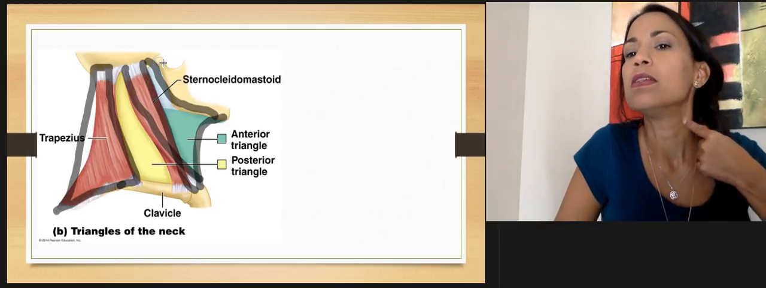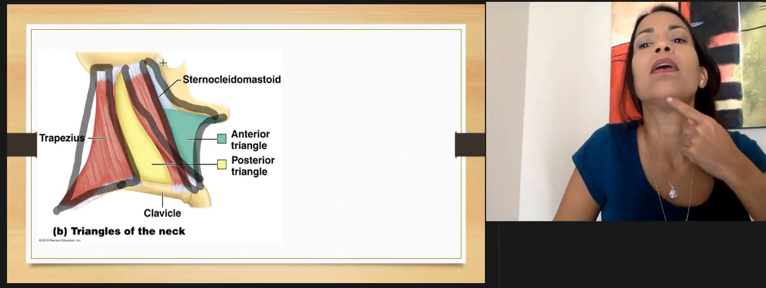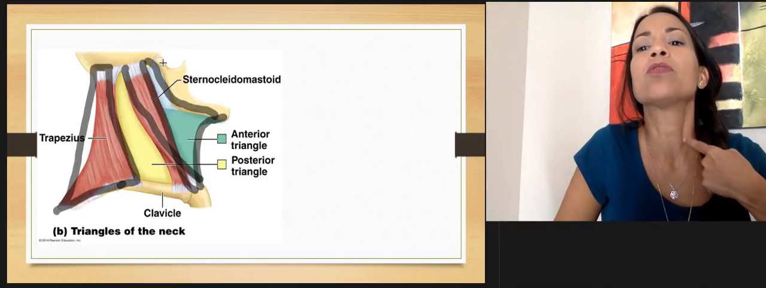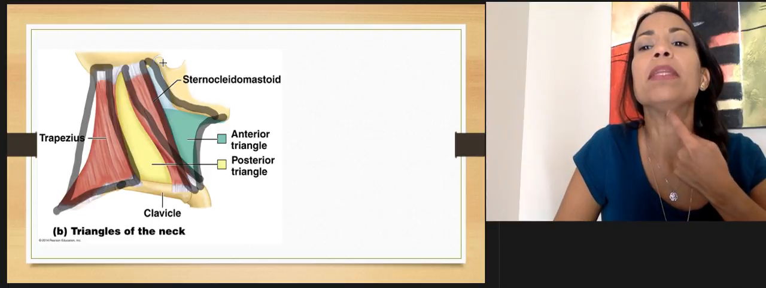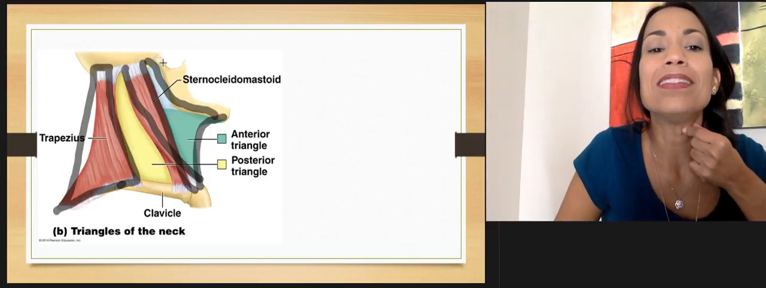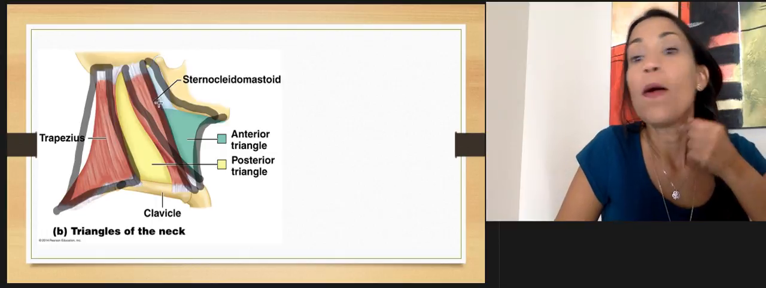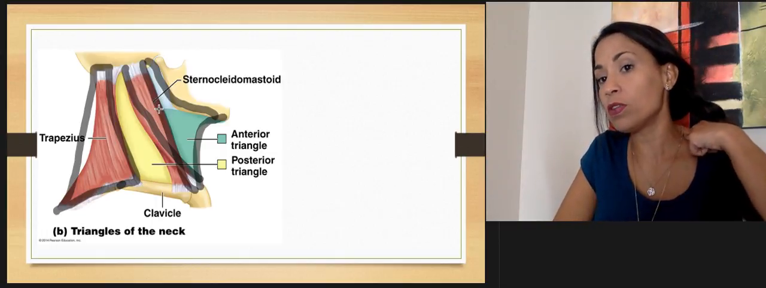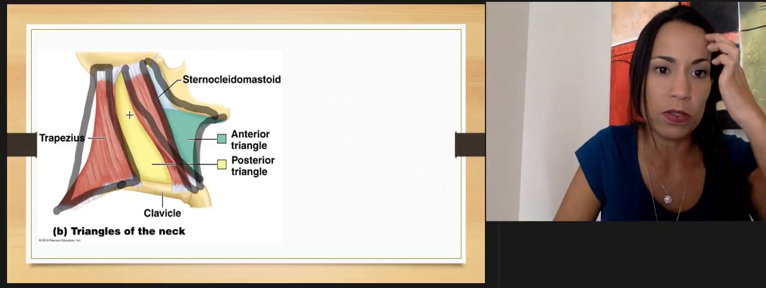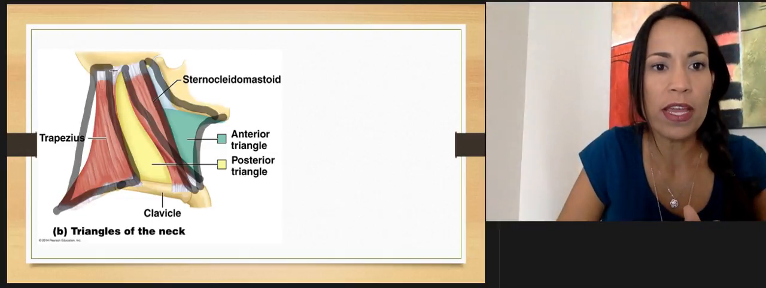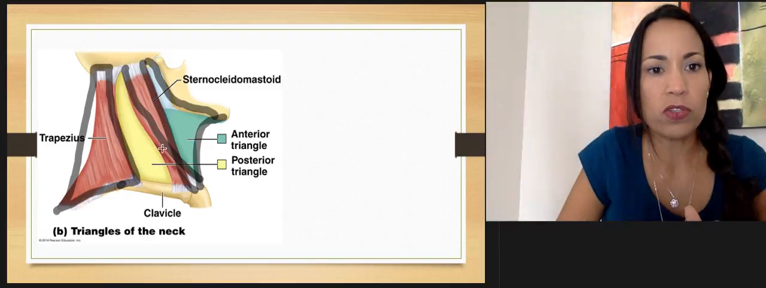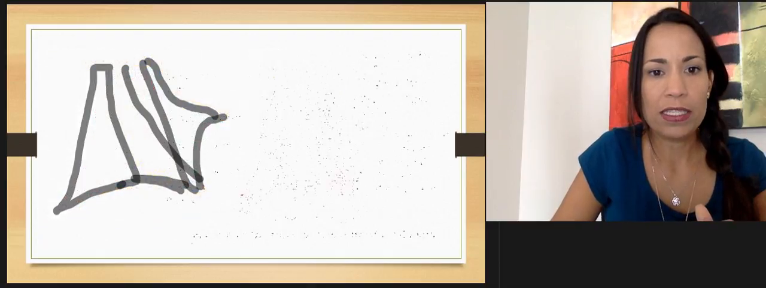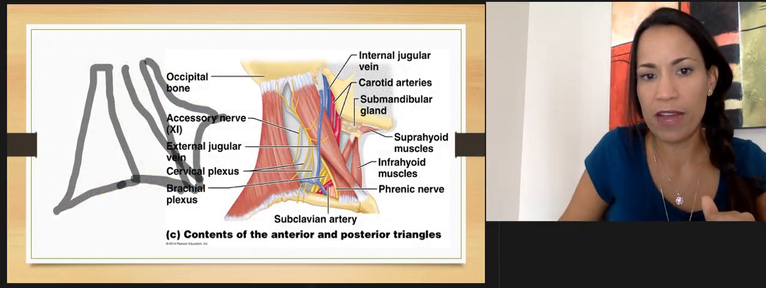So this is the mandible, anterior aspect of the sternocleidomastoid, and the midline. So that's your anterior triangle of the neck. Posterior, behind the sternocleidomastoid, but in front of the trapezius muscle, we can see the posterior triangle. So between the trapezius and the sternocleidomastoid, at the base, it consists of the clavicle. Now let's see what structures we can find in here.